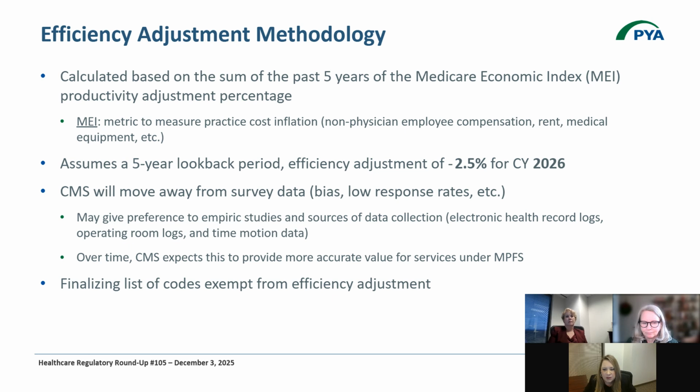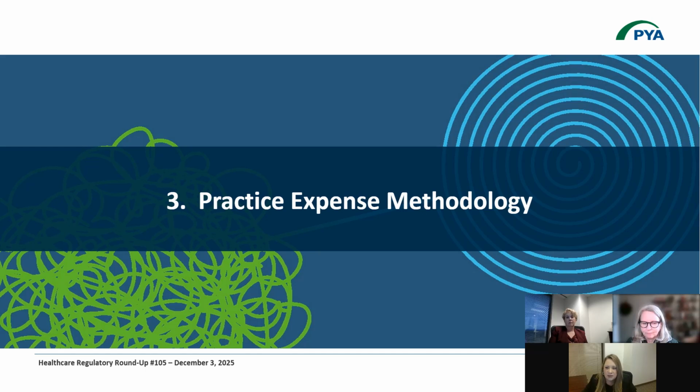In response to a number of comments, they have agreed to finalize a list of specific CPT codes that are going to be exempt from the efficiency adjustment, but we understand those codes will be those services that I mentioned previously. So that is important to watch for and think about as you are projecting what might happen, again, both from a work RVU perspective and also from a total reimbursement, total collections perspective.